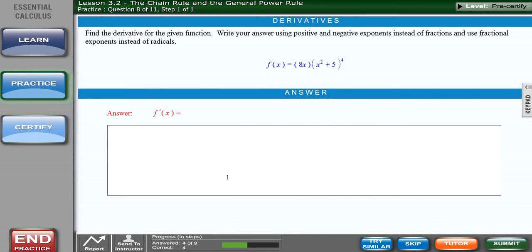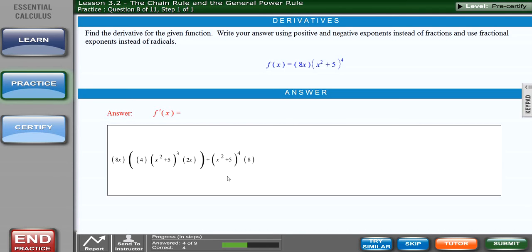It's as ugly as it is, that's okay. 8x times, let's see, I have 4 times x squared plus 5 cubed times 2x. All of that was d second there. Plus second, which was x squared plus 5 to the 4th. And then d first at the very end was 8.